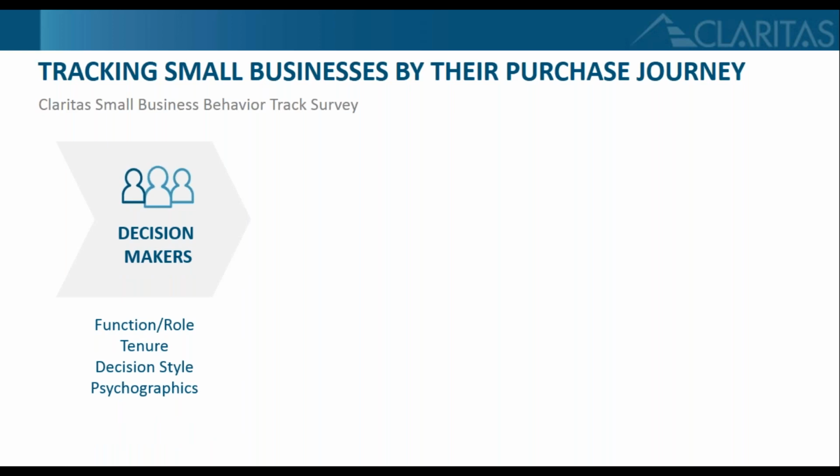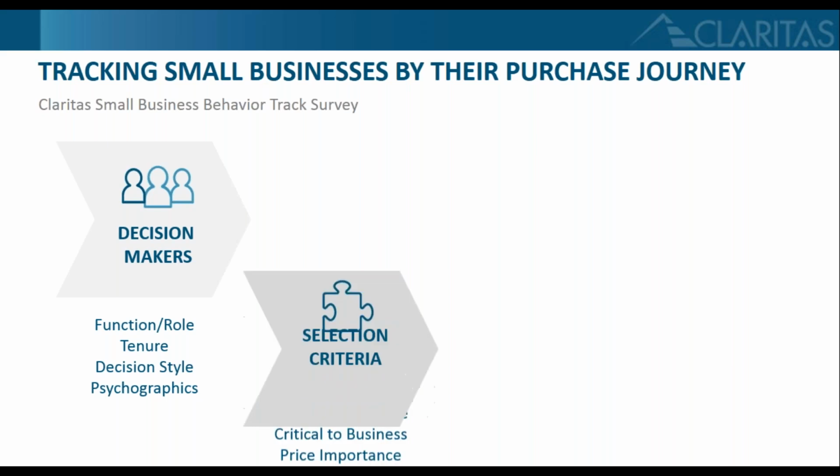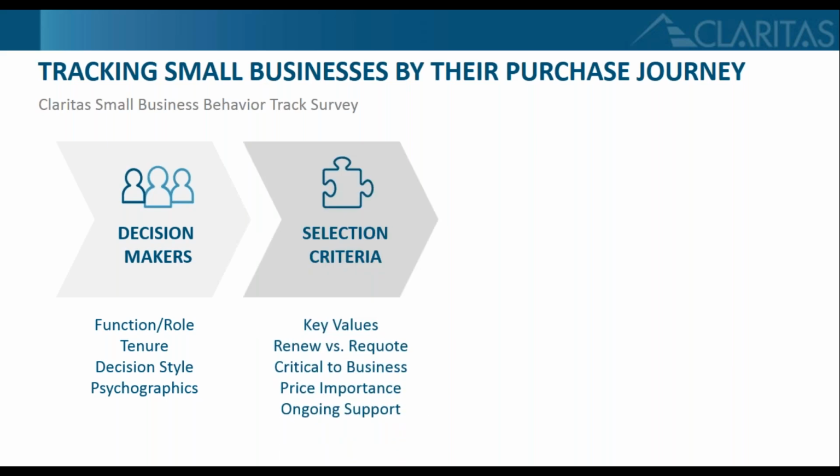Are you the owner? Are you an admin? Who are you within the small business? And how do you do things? So what's their decision style? What are psychographics? We have 10 questions in the survey about psychographics. How do they think when they're thinking about purchasing? So all that's there. We identify what kind of criteria they're using to select.